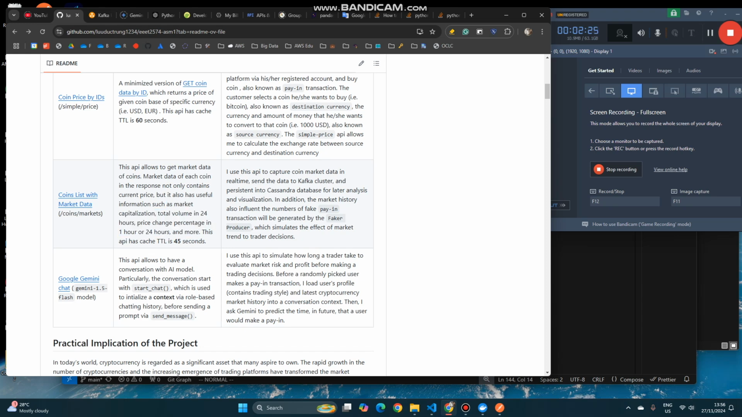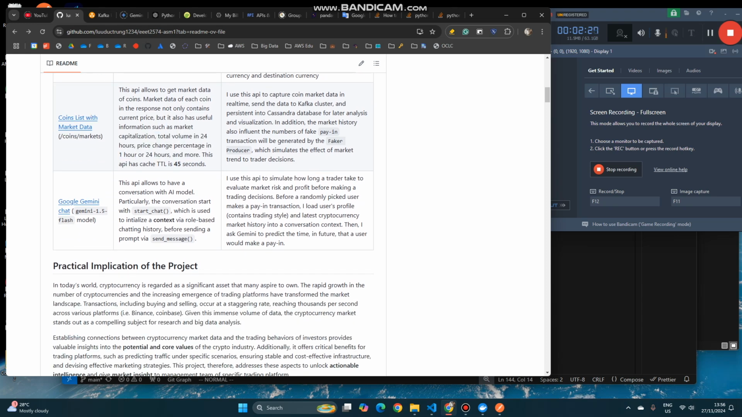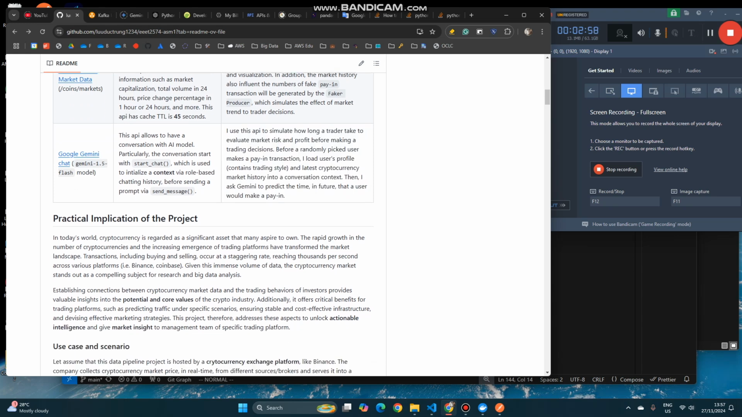Okay, and the third API is the Gemini chat. I use the start chat method to build the context of the conversation, and then I send the prompt to retrieve the answer from the AI to simulate the decision of the human user making a trading transaction. I will show it later.